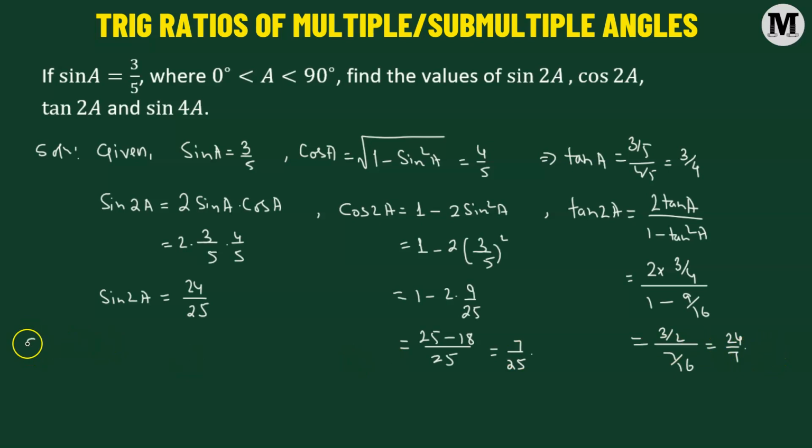And finally, we will find out the value of sine of 4A. So here sine of 4A will become 2 times sine of angle 2A multiplied by cosine of angle 2A. So we have already found out the value of sine 2A and cosine 2A. So sine 2A, that's 24/25, and cosine 2A, that's 7/25. So this is going to give us a value equal to 336 divided by 625.